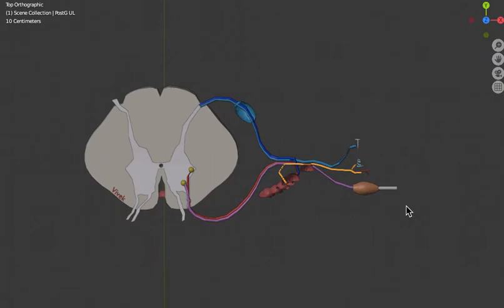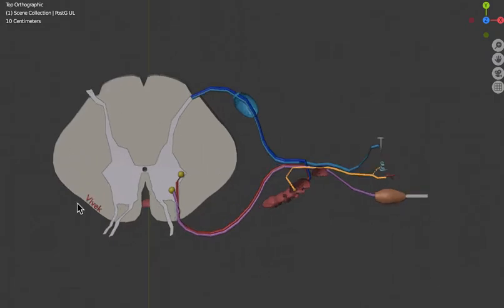Now all this time we have seen only this level of section. This is taken from a thoracic segment. As you can see, if we have the lateral horn, that's going to be the thoracic segment of the spinal cord.